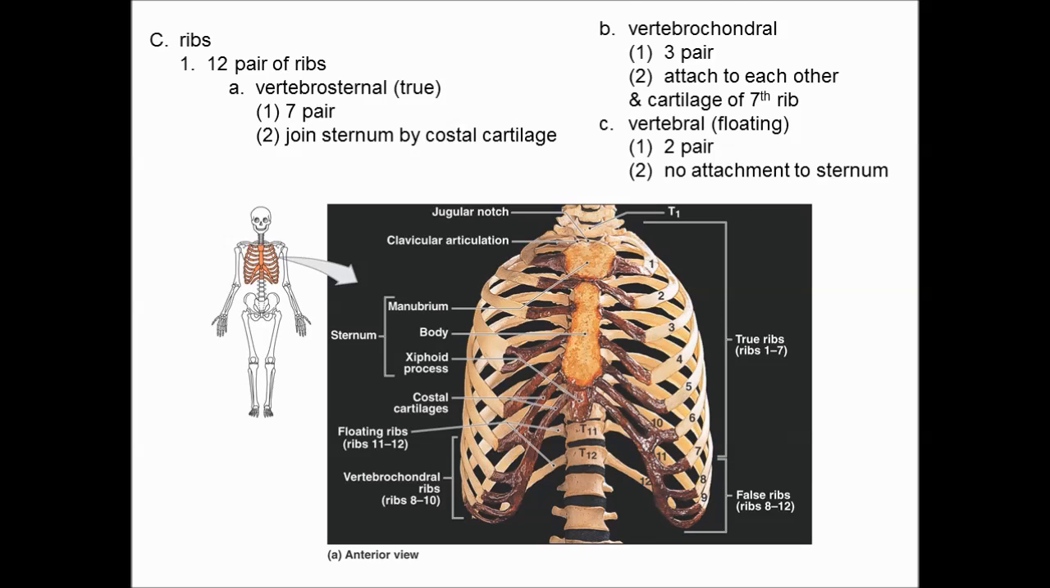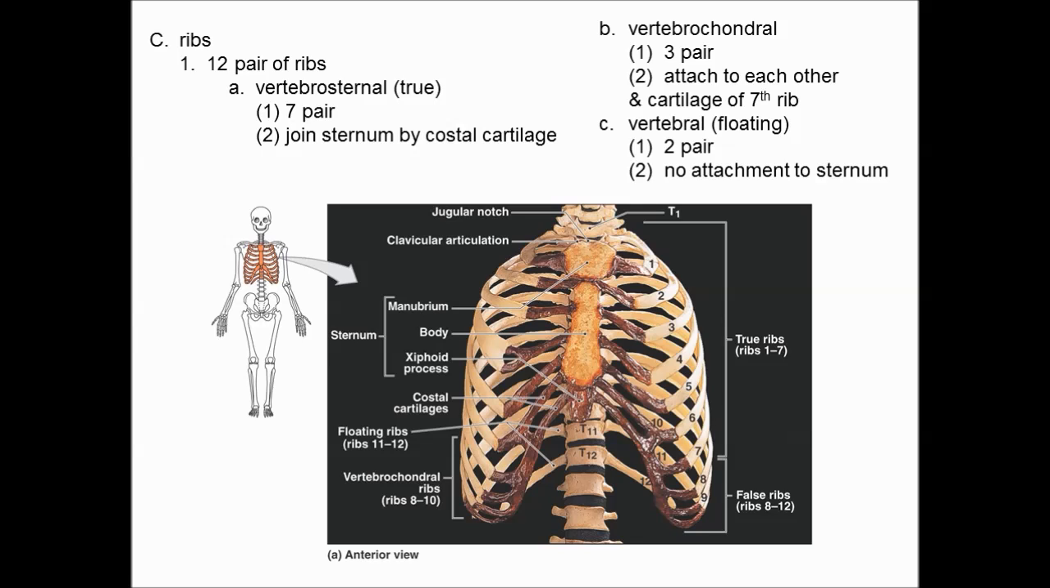The ribs are divided into three categories. There are 12 pair altogether, but they're divided into what's called the vertebrosternal, which they call the true ribs, the vertebrochondral, and the vertebral. Some people call B and C both floating. But true ribs mean they go supposedly all the way from the vertebral column to the sternum, although there is some cartilage.